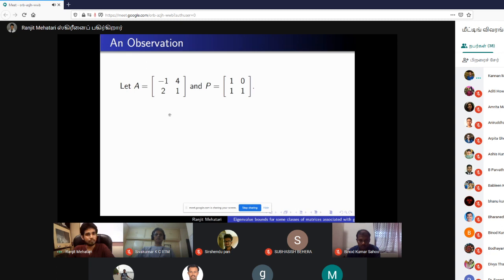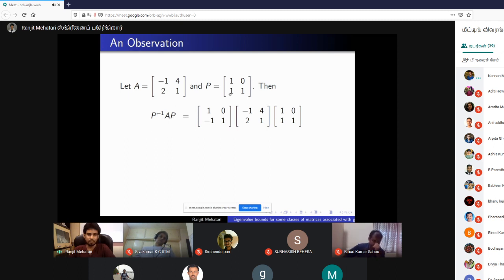First, we take a 2 by 2 case. We have a matrix A like that: minus 1, 4, 2 and 1. And we take another matrix P like that: 1, 0, 1, 1. In other words, P is a matrix whose first column is the all one vector and second column is the second standard basis element of R2. Now we do the multiplication P inverse AP.